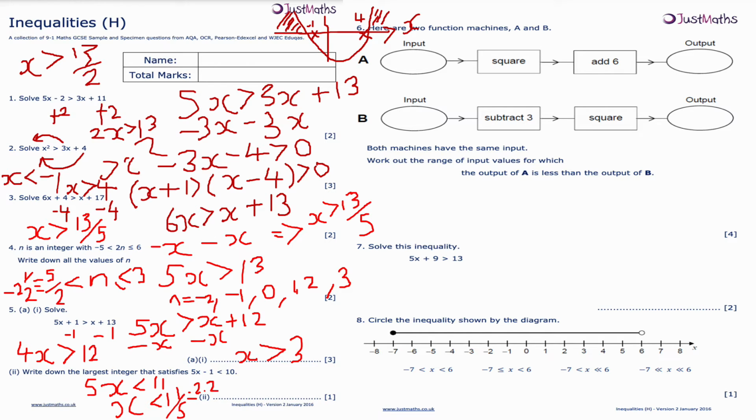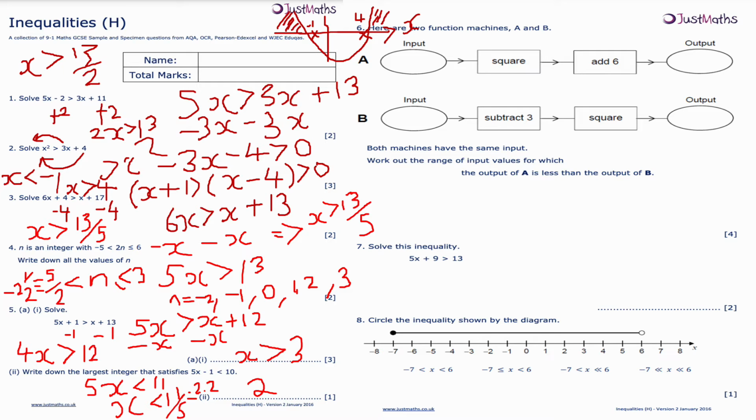So the largest possible integer that it can be has to be 2, okay? Because that's the largest possible value that it can take that will satisfy that inequality. It can't be 3 because 3 is bigger than 2.2. It has to be strictly less than 2.2. And since 2.2 is not a whole number, the nearest whole number closest to 2.2 going down, in our case, is going to be 2. Okay, so that's the largest possible whole number. Remember, integer means whole number, guys.